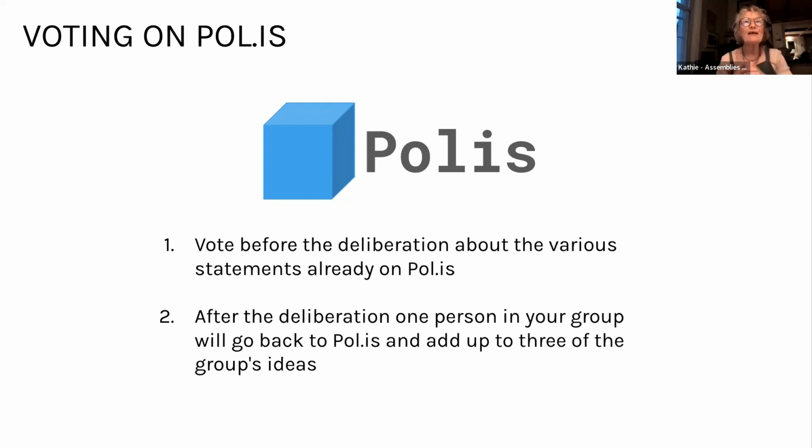Then there's another phase when you're going to enter information into Polis, and this is after the deliberation. One person from your group will submit up to a maximum of 3 of the group's ideas, and they type each into a box and press submit. After all this is going on, everyone else will go back to Polis to vote on all the new ideas that are coming in from your group and the other groups as they appear. And then you get an idea of which are the most popular.